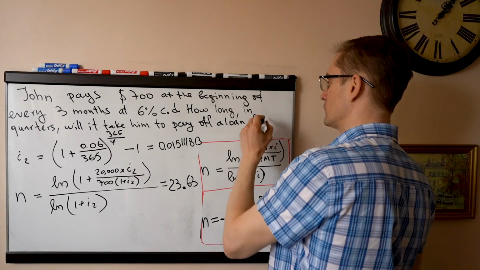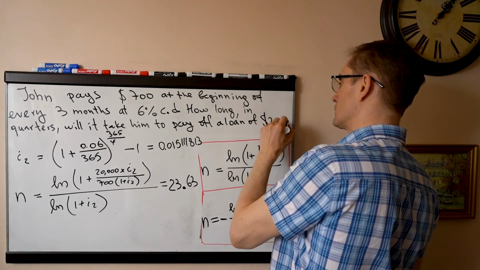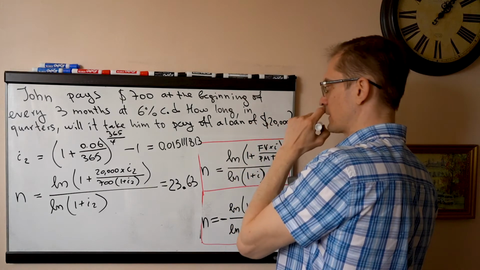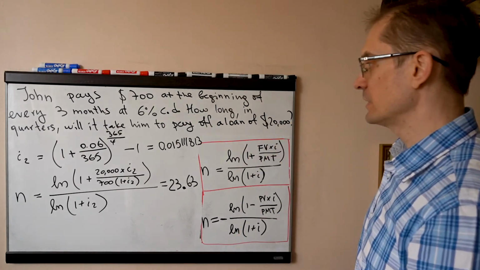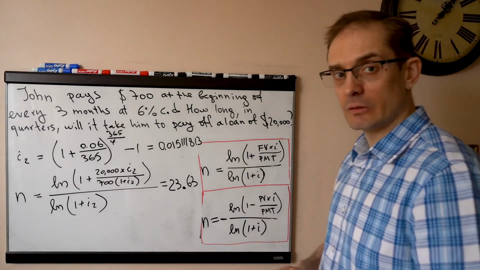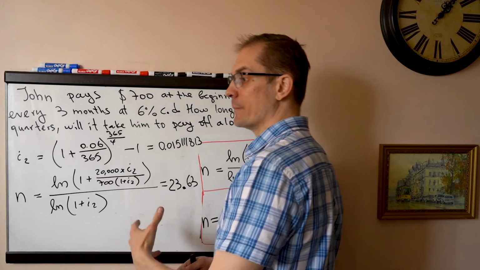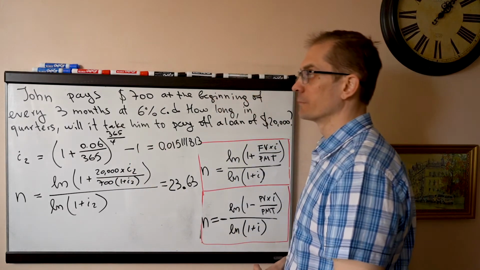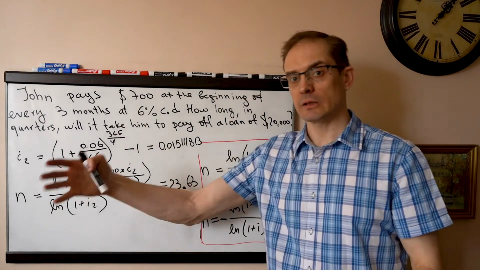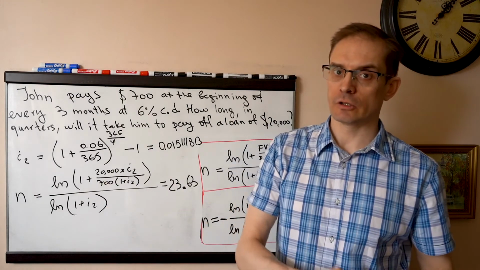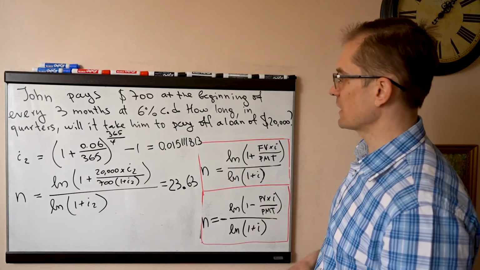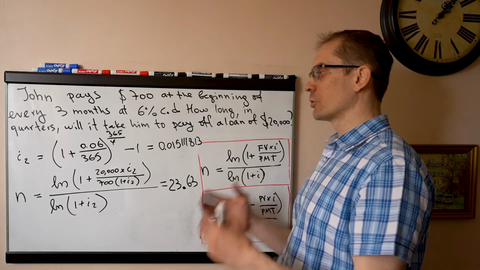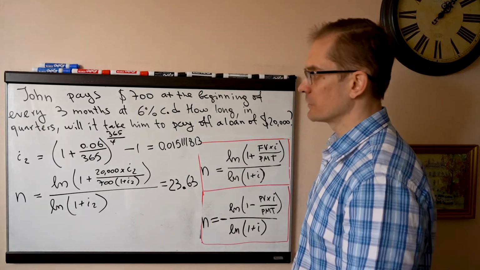a loan of $20,000? Okay. See, I made this problem different now. I made this problem a problem about present value. So now, instead of collecting money, John is actually paying off a loan. And the question is still the same. How long in quarters? Well, how do we modify the solution?